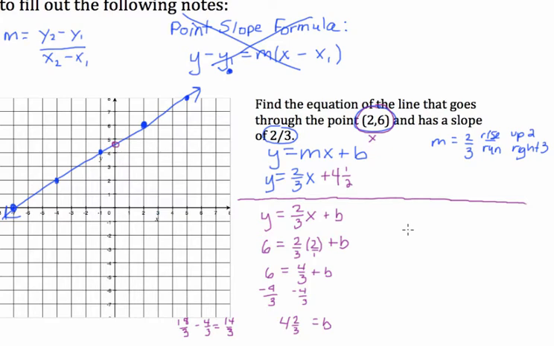So now go back to your equation. Again, remember, we want y equals mx plus b. Y equals, my m number is 2/3, x plus 4 2/3. That's the exact answer. Slope is 2/3. Y-intercept is 4 2/3.